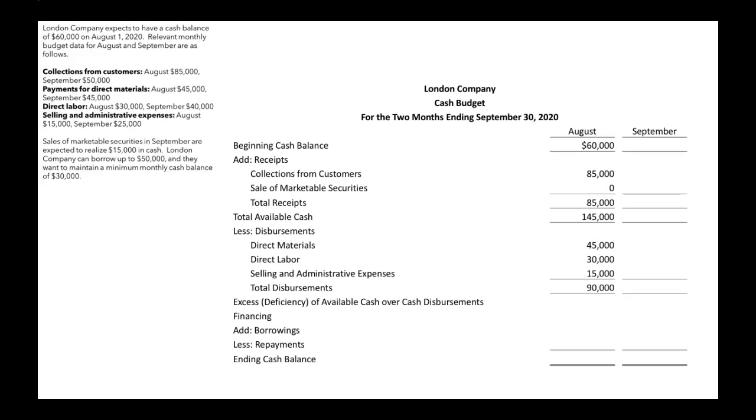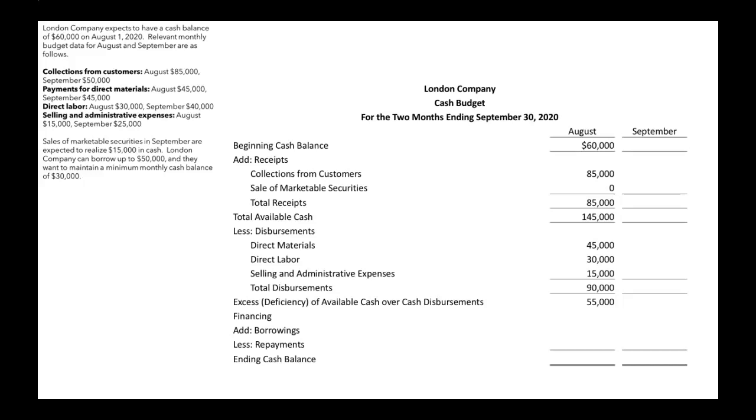Then our next line is either the excess or the deficiency of available cash over cash disbursements. So we had $145,000 in total available cash. We spent $90,000. So we had $55,000 of excess cash. The next section is for financing.